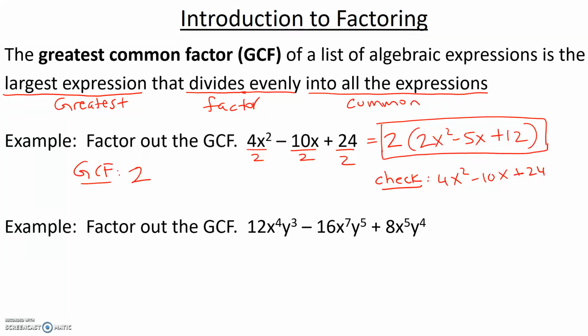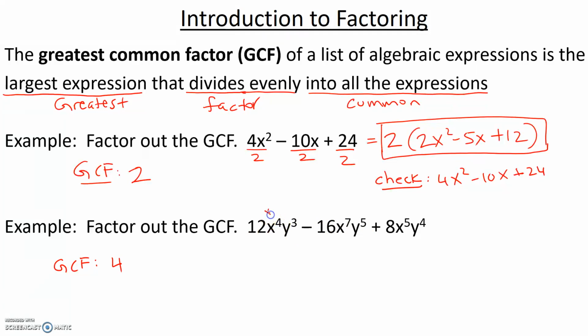In the next example, factor out the GCF of the expression 12x to the 4th y to the 3rd minus 16x to the 7th y to the 5th plus 8x to the 5th y to the 4th. First, let's list the GCF. The GCF is the greatest common factor, in other words, the largest expression that divides evenly into all three of these expressions. So between 12, 16, and 8, the largest number that can divide 12, 16, and 8 is 4.